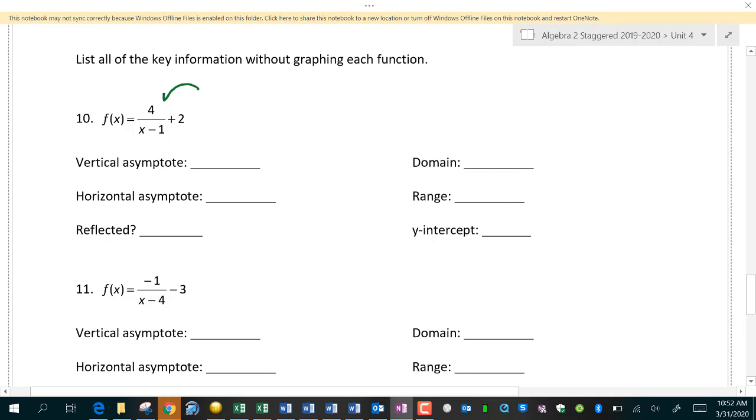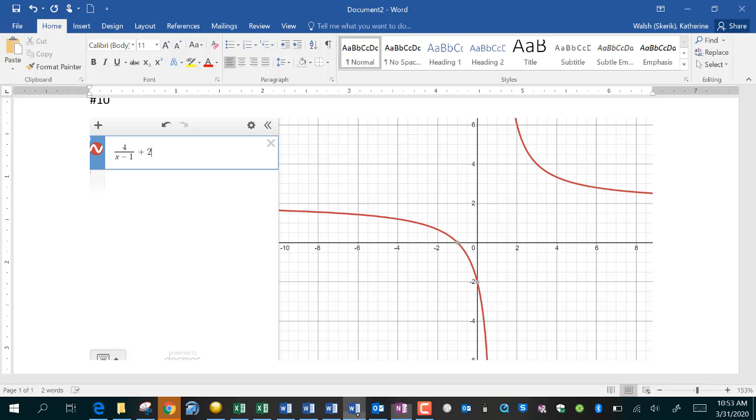So in the numerator, because we see this 4 here, that tells us that there's going to be a vertical stretch. Then in the denominator, I see this x minus 1. So that's my horizontal shift to either left or right. And remember, it's always opposite. So this would be an example of moving right 1. And then this plus 2 tacked on at the very end means my graph is going to move up 2. So I'll show you what this graph looks like.